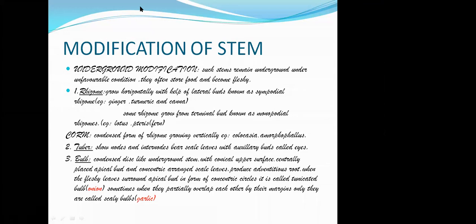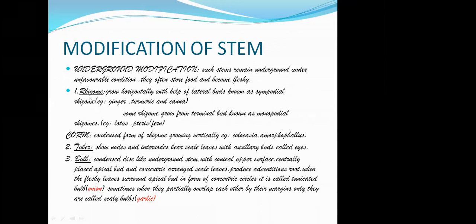Okay. So the modification of stem, we are seeing about the modification of stem. First we're going to see the underground modification. The stem remains underground under unfavorable conditions. Then they often store food and become fleshy. So first thing is rhizome. They grow horizontally, ma'am. Lateral buds are produced.